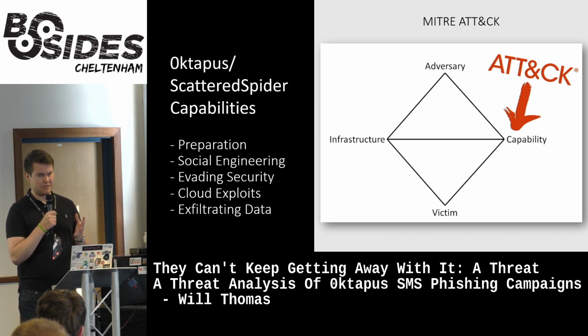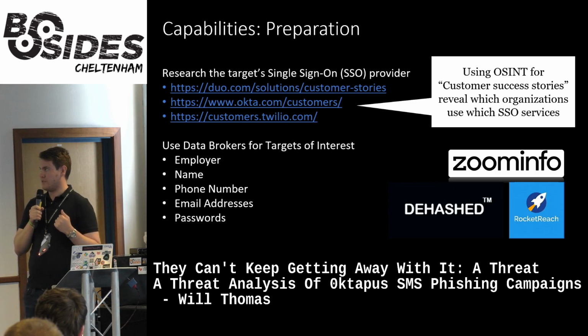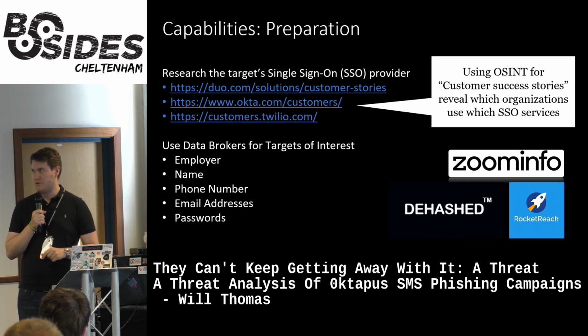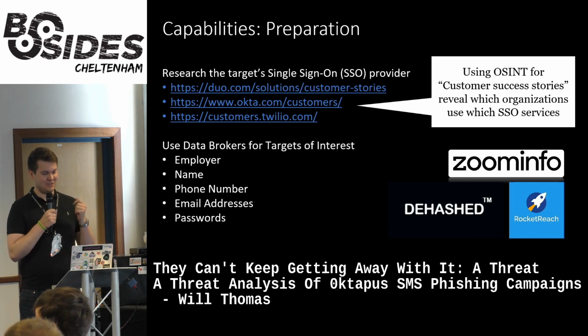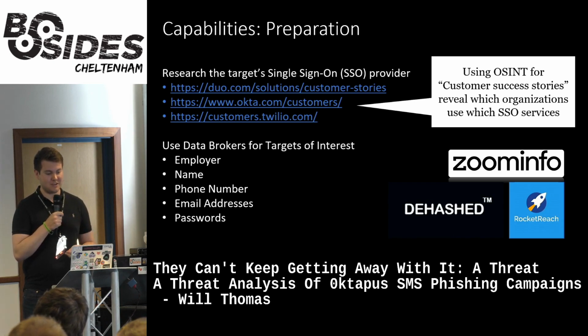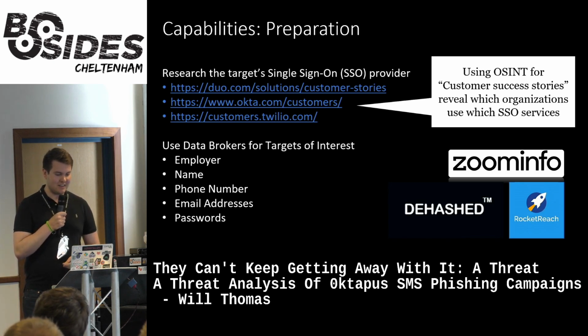And I broke this down into 5 different areas: preparation, social engineering, evading security, attacking the cloud, as well as exfiltrating data. So preparation. One of the interesting things about this campaign is they focus on customers of single sign-on provider solutions. In case you didn't realize, your company may be listed as a customer on one of these websites. Duo, Okta, Twilio, they all advertise who their customers are. So if you want to target a company, you want to find out what SSO provider they use, you just go to their customer testimonials, or they advertise their customer list. So you can use OSINT pretty much to find this information very easily.